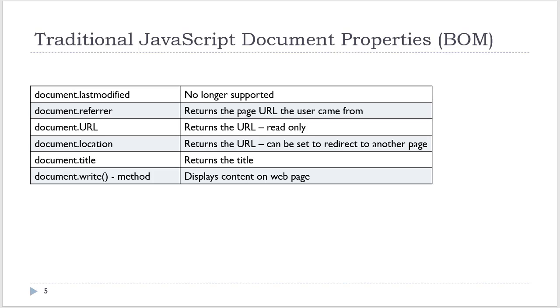These are some of the more commonly used traditional document properties here. Unfortunately, the last modified is no longer supported. The referrer returns the page where the user came from. This is useful in statistics. Document.URL and location are very similar, except that location can be used to redirect a page. We also can return the title, and you're all familiar with the write method.